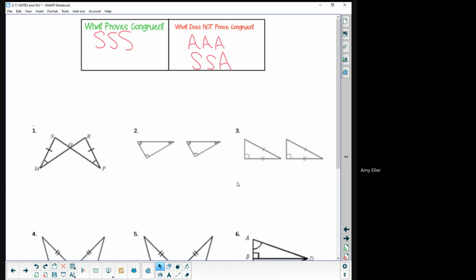Now I could say this: side, side, angle. Or I could go the other order. I could say angle, side, side. You see what it's going to spell if I do it in the other order? Angle, side, side. Probably not the best thing to say.